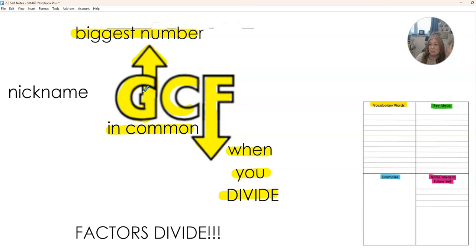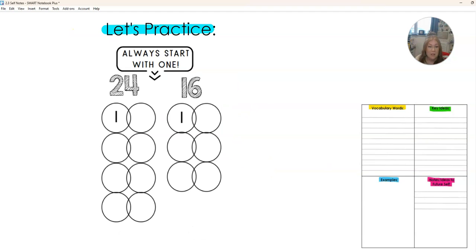So don't let those words, least and greatest, trick you into thinking you should do the opposite of multiplying and factoring. So let's practice. In your examples, we're going to start with 24. And we're always going to start with 1 when we factor, because 1 is the first number that goes into every single thing. So here we have 24. 24 divided by 1 is 24. We're going to do 24 divided by 2. We're just going to go in order so we don't skip stuff. We want to stay organized. So 24 divided by 2 is 12.